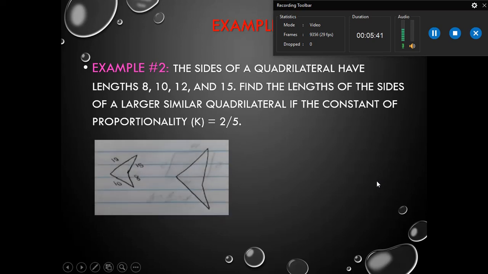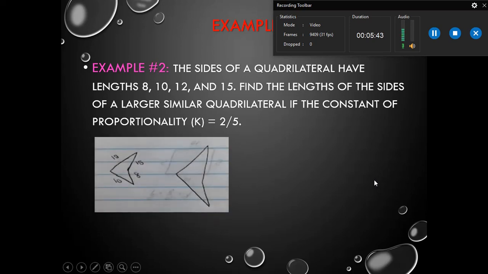I drew a random four-sided figure. It doesn't say that it's a square or a rectangle, so I made it funky.